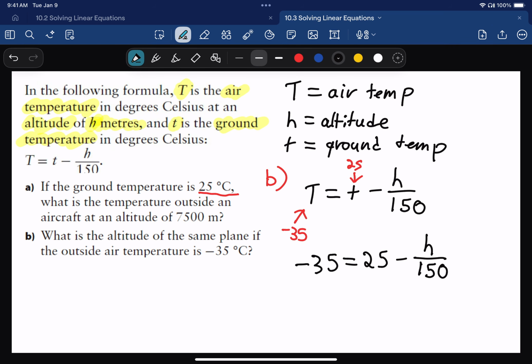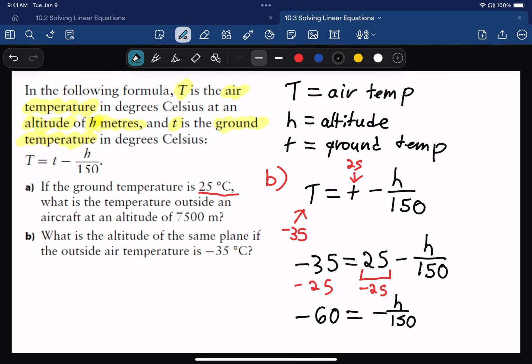So now let's do our opposite operations to solve. We have a positive 25, so we're going to subtract 25 here, and we would do the same thing to the other side. So negative 35 minus 25 is going to equal negative 60, equals negative h over 150.